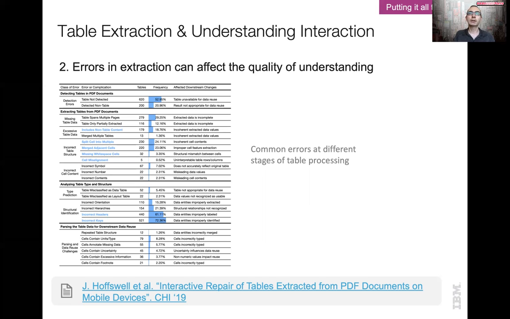Since a lot of work in table understanding has been done on tables whose structure is known in the input documents, for instance, web tables, it is unsurprising that not a lot of work has been done in this area. However, in both business and scientific documents, I think that this interaction of extraction and understanding and how one can affect the other is important and could definitely benefit from additional work.